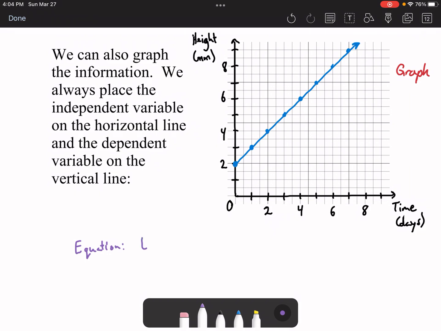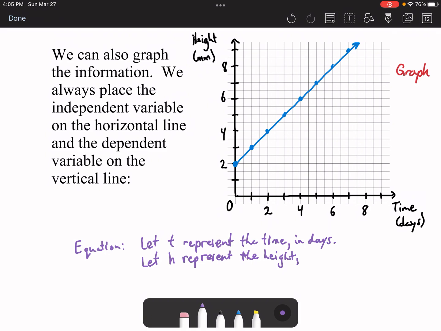So what I'm going to do is I'm going to start by defining my variables. And you start out by saying let, you choose a variable, and you say the word represent. So let t represent, in this case, the time. And if you happen to know the measure of units, you say it right here. So in days. I'm going to let h represent the height. And again, I know the units, so in millimeters.